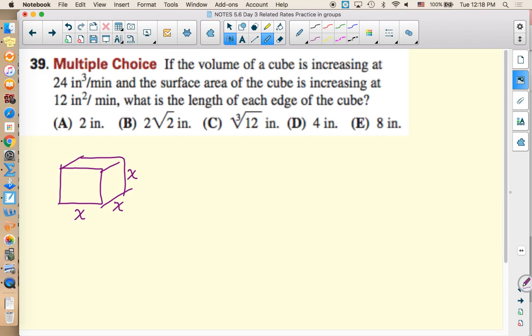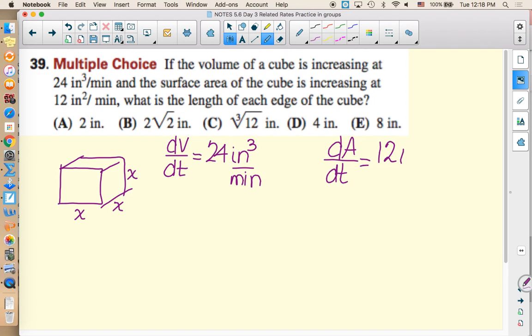Nothing in that is fixed, except that they do tell us the rates that some of the things are changing. So a fixed value of dV/dt is given to us, and a fixed value for dA/dt, change in surface area over time, is given to us. And they're both positive, and they're both in the same units, which is nice. So what are we actually trying to get then?